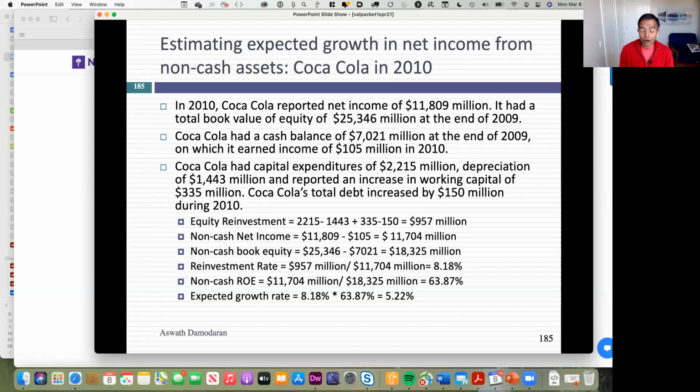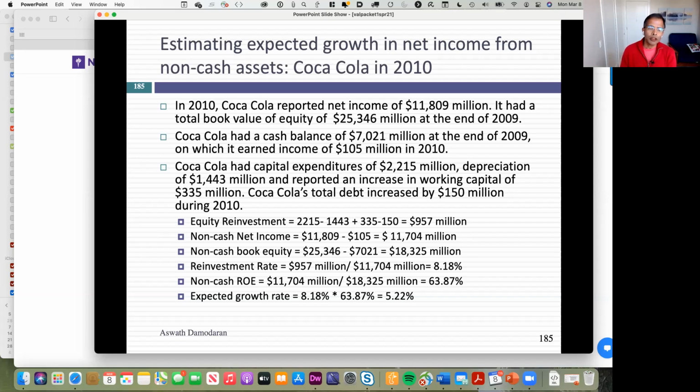In 2010, Coca-Cola had net income of 11.8 billion. It made a lot of money. Its book equity was 25.3 billion. Already you can see they made a lot of money relative to book equity, right? Net income divided by book equity. But it gets even better. They had a cash balance of $7 billion, which means out of the 25 billion in book equity, 7 billion is in cash, 18 billion is in the beverage business.